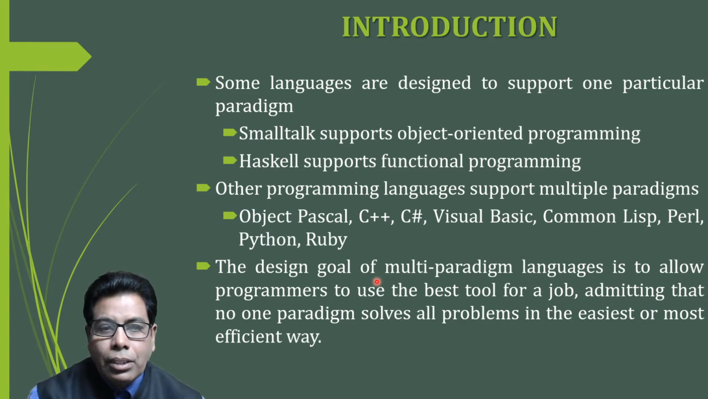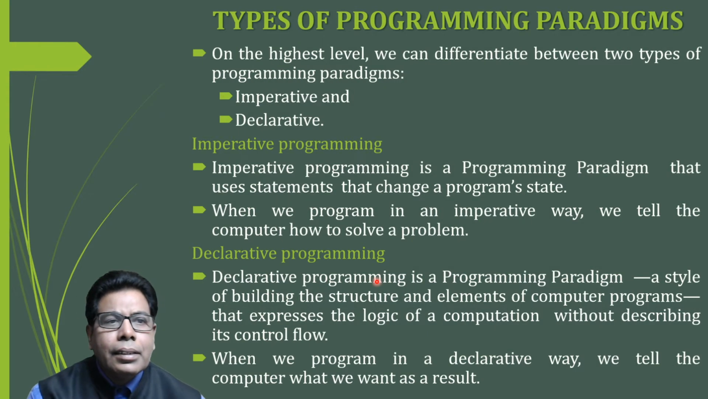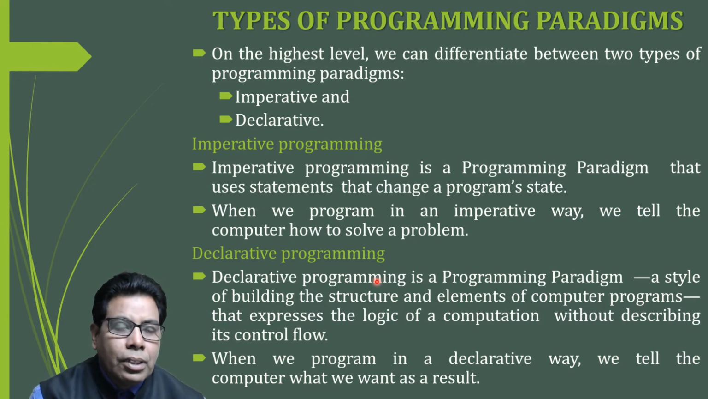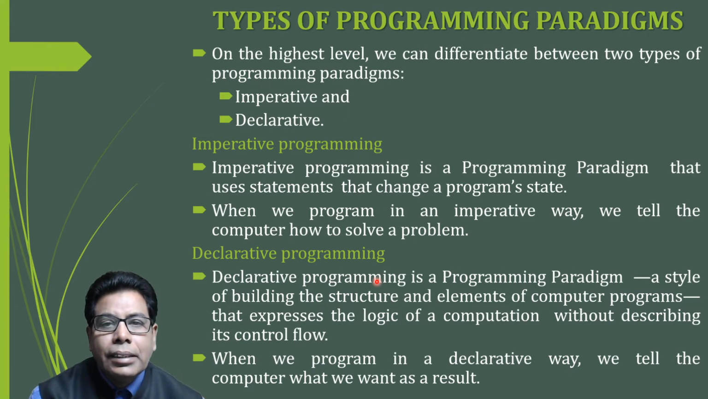See, we have different paradigms and different languages. So our main aim is to solve our problem. So whatever is the best tool, we have to choose that. So depending on that, we'll have the choice of the paradigm. Then let us first see the types of programming paradigms with respect to languages. So in order to differentiate, two types of programming paradigms are there. That is, first is imperative and second is declarative.